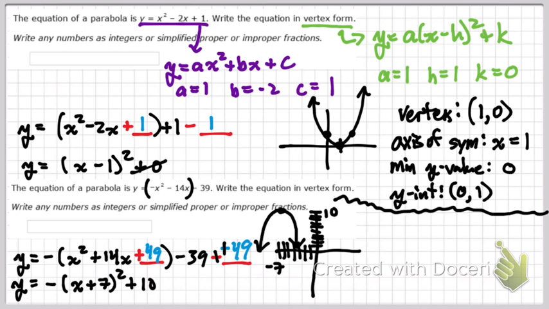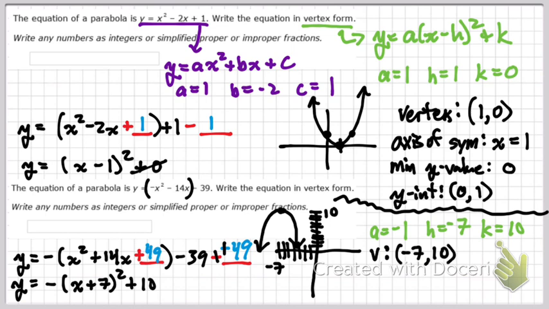Okay, so I did my quick graph. Now let's identify the A, H, and K. The A is -1 in this case. The H is a -7, which is weird because it says +7, but if you remember the form, it says -H. Now, in order to get a +7, it would have to be a -7. And then we have our K, which is 10. Now let's name our vertex. Our vertex is -7, 10.